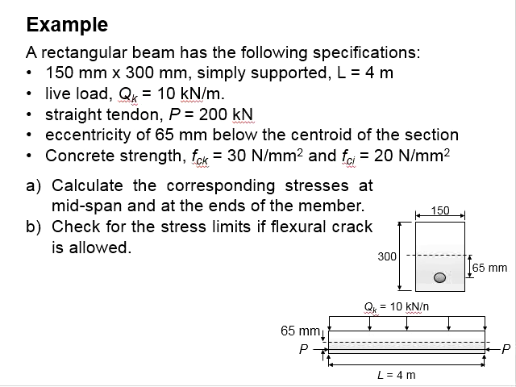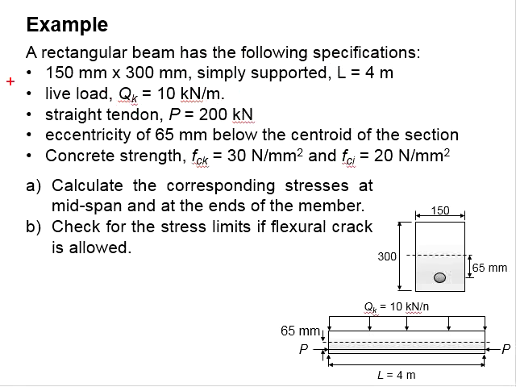Let us try an example to check the stresses in a prestressed beam. A rectangular beam has the following specifications. The cross-section is 150 times 300 mm. It is simply supported over a span of 4 meters.